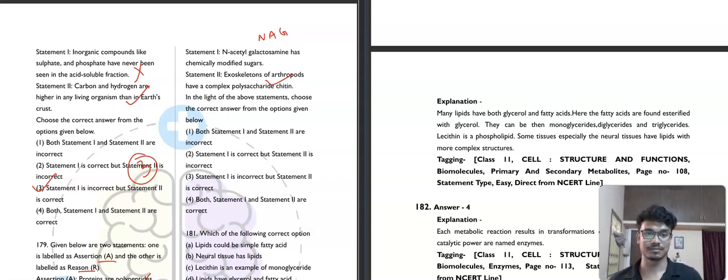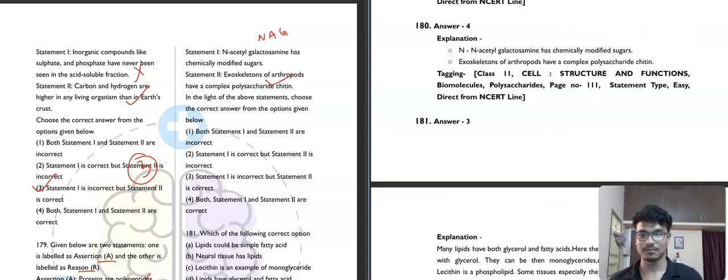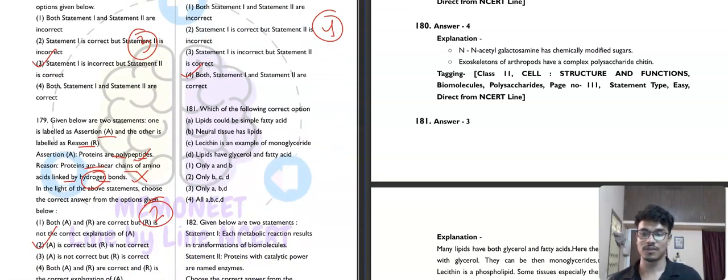Okay, so here you can see, N-acetyl galactosamine has a chemically modified sugar. This is also correct. Fourth option, statement first and statement second are correct, will be our correct answer. Then question number 181. Which of the following is the correct option?